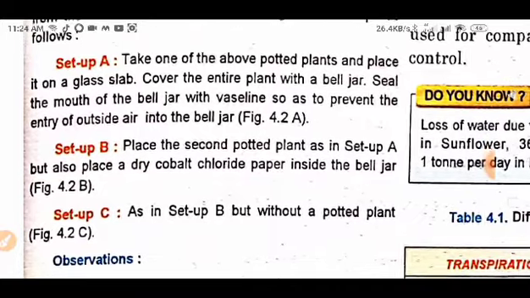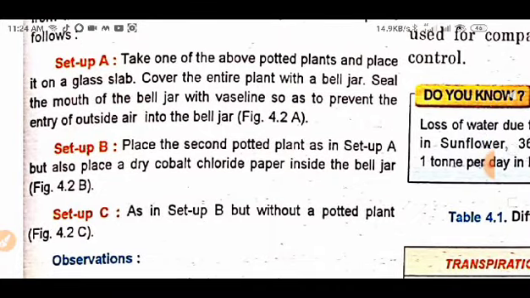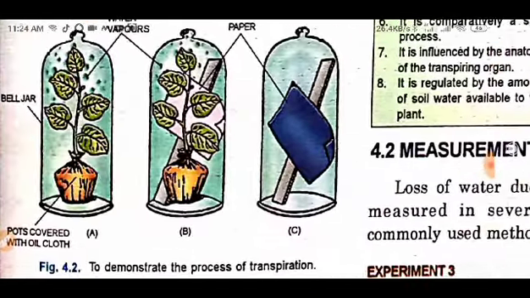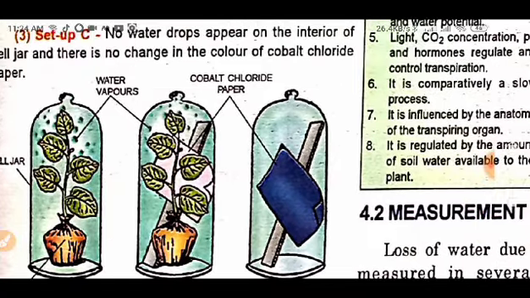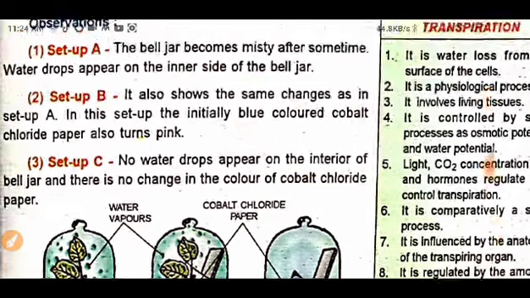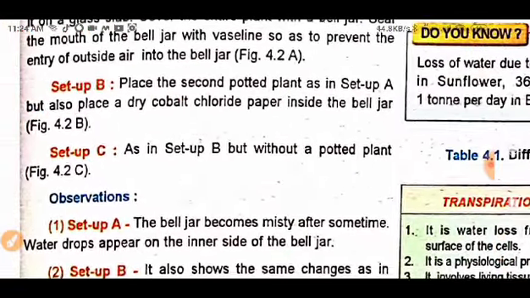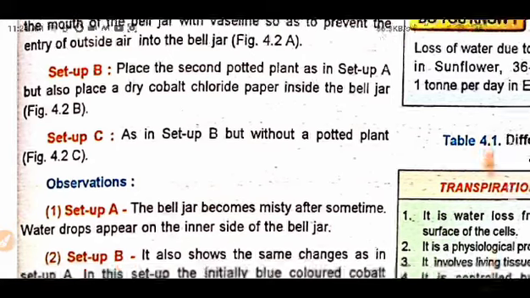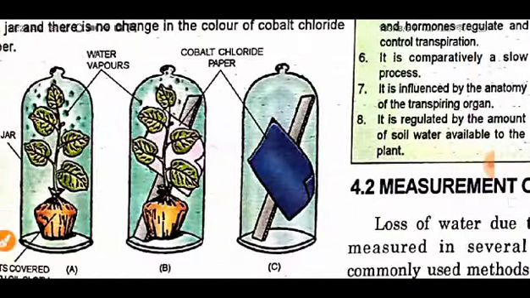Setup B: place the second potted plant as in setup A, but also place a dry cobalt chloride paper inside the bell jar. So you have to make one modification: that cobalt chloride paper has to be put inside the bell jar of setup B, the second plant. Setup C: as in setup B but without a potted plant. So in setup C, there is no potted plant inside it.